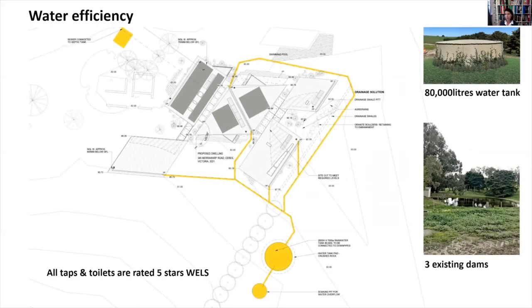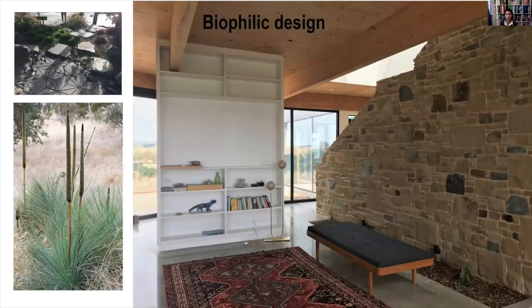We harvest water in an 80,000 liter tank, reusing and recycling this water as grey water and so on. At the same time, it's a 90 acre farm, so we have 3 existing dams for irrigation.